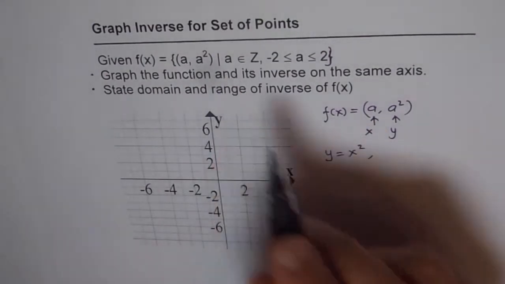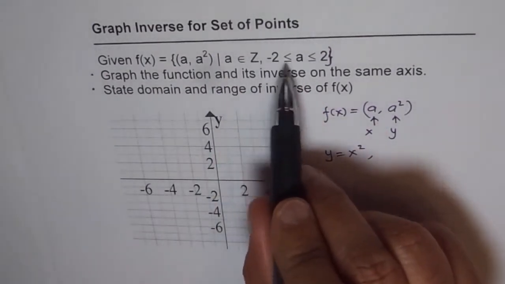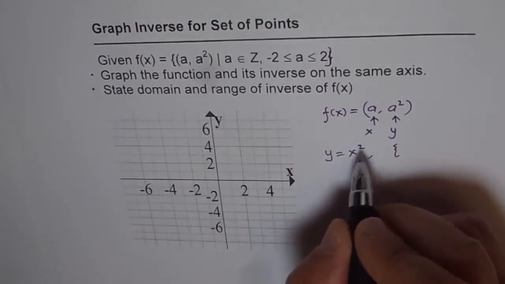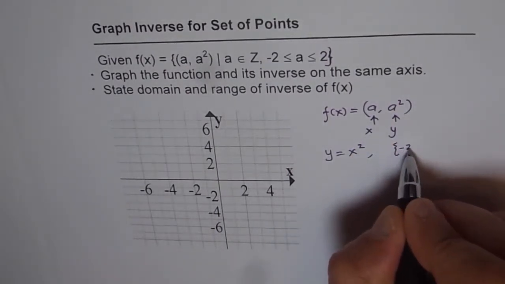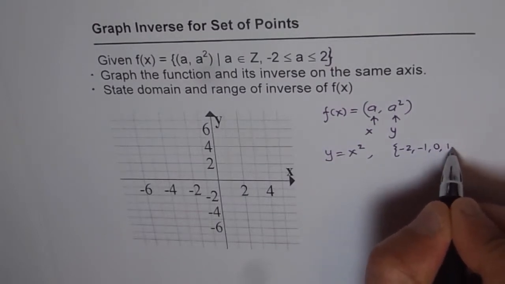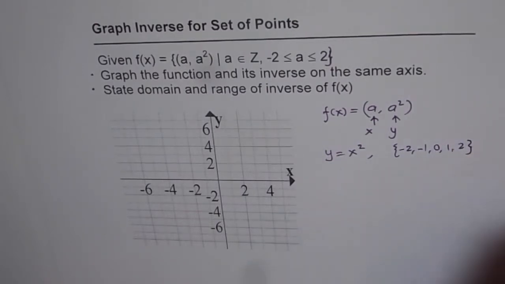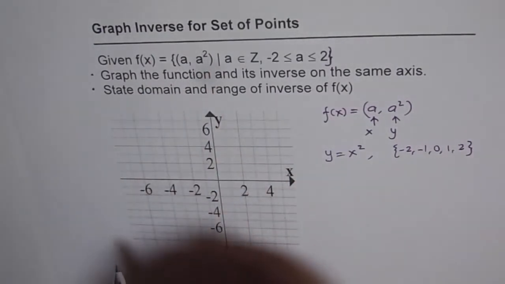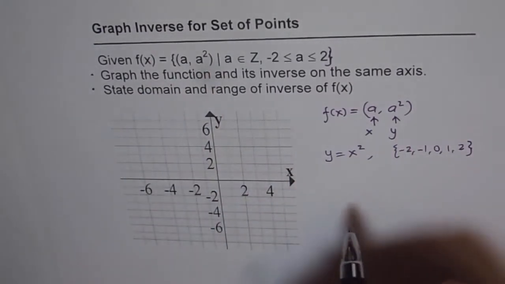Where a is given as values between minus 2 and 2. That means the values which x can take here are minus 2, minus 1, 0, 1 and 2. So this is the interpretation of this. Do you understand now? So treat a as a variable, and when you put them in these brackets, they are coordinate points. Okay, so these are my coordinate points.